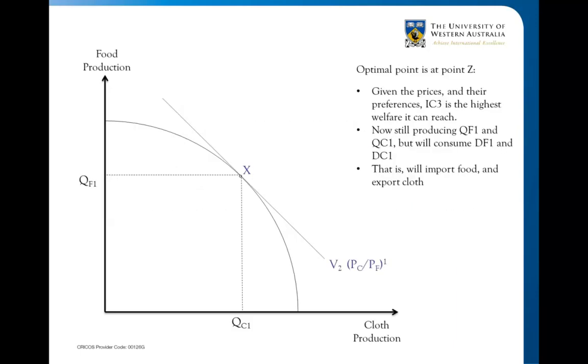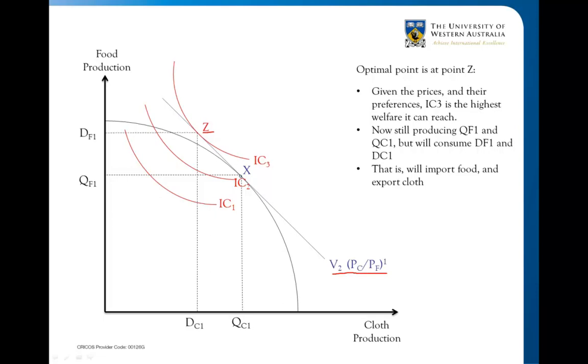So let's go back to this model again. We're going to start off at a point like X. IC1, 2, and 3 represent the indifference curves of consumers in this economy. As soon as we talk about this, we're talking about their preferences in terms of consumption, remember. And given this budget constraint, the optimal point here is Z, on IC3.